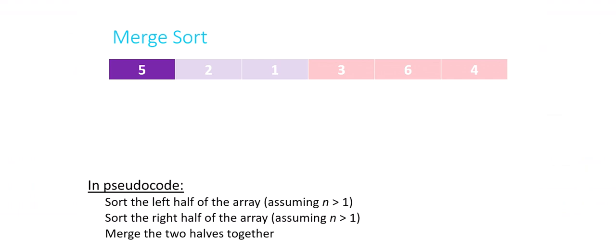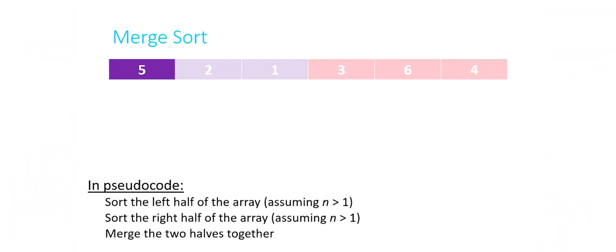So now I'm left with this single element, this 5. How do I sort a 1-element array? Well, the good news here is I actually don't have to sort it at all. A single element array must necessarily be sorted. So I can say that the left half of the purple part is sorted, and we're just going to set it aside for now.